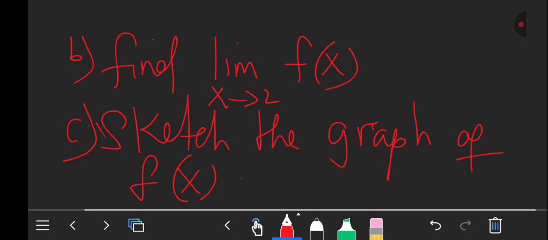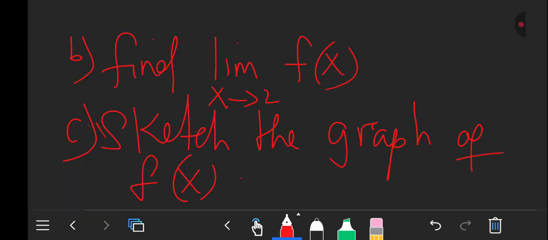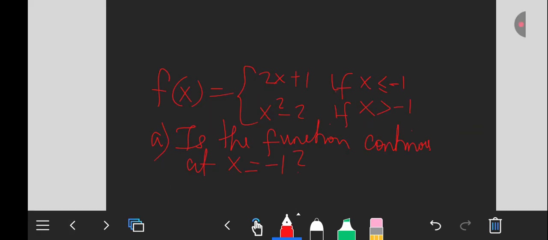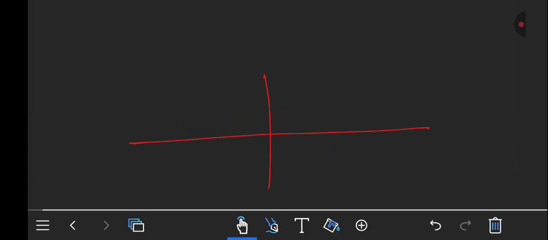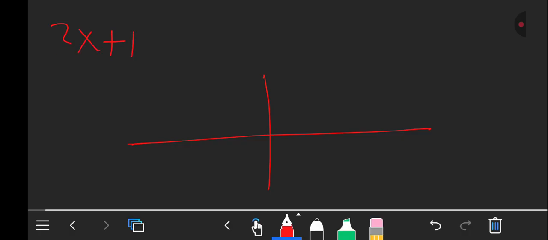So the best way to solve a piecewise function is first to sketch. When you want to determine whether it's continuous or discontinuous, you need to sketch. Okay, let's start with sketching first. In order to sketch this function, I'll have my y axis and my x axis. The first piece is 2x plus 1. How do you sketch 2x plus 1? When we want to sketch this, y is equal to 2x plus 1, which is just a straight line.